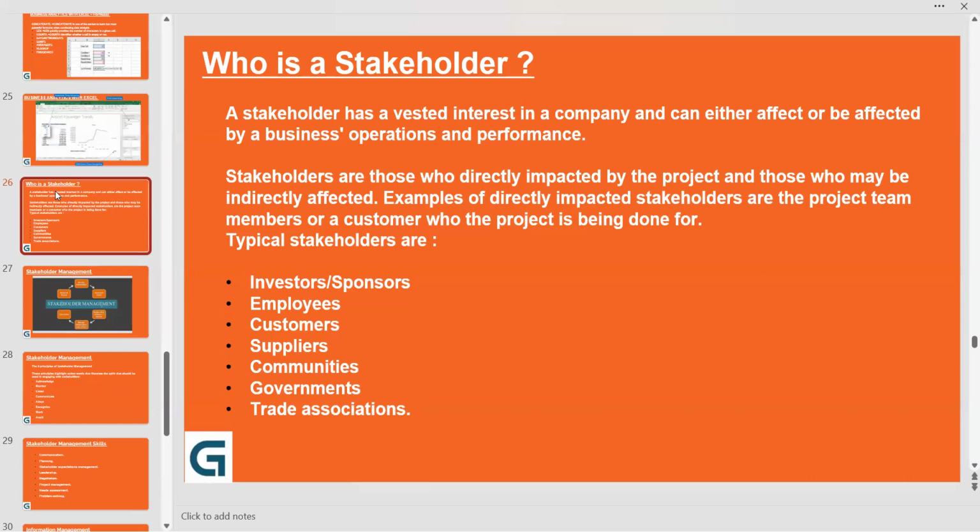A stakeholder has a vested interest in a company and can either affect or be affected by a business's operations and performance. Stakeholders are those who are directly impacted by the project and those who may be indirectly affected. Examples of directly impacted stakeholders are the project team members or a customer for whom the project is being done.